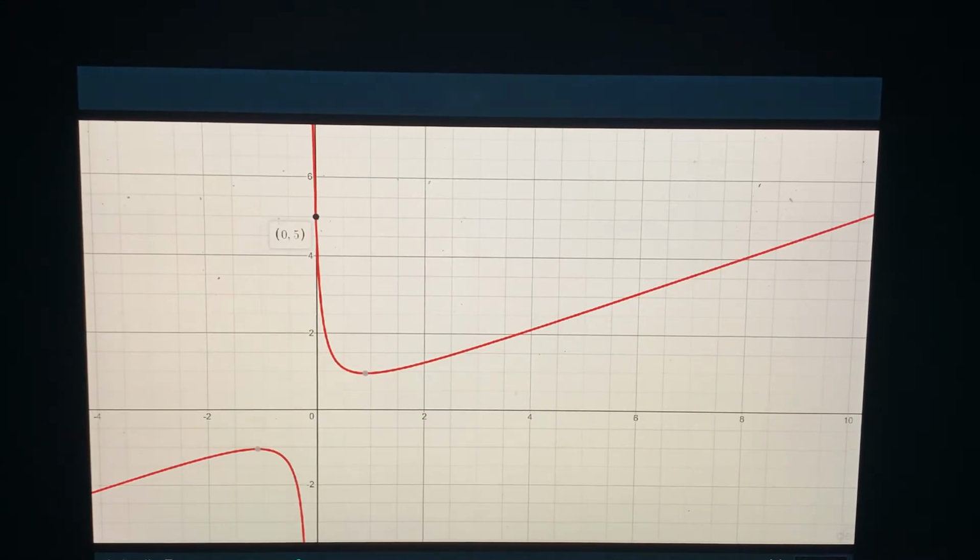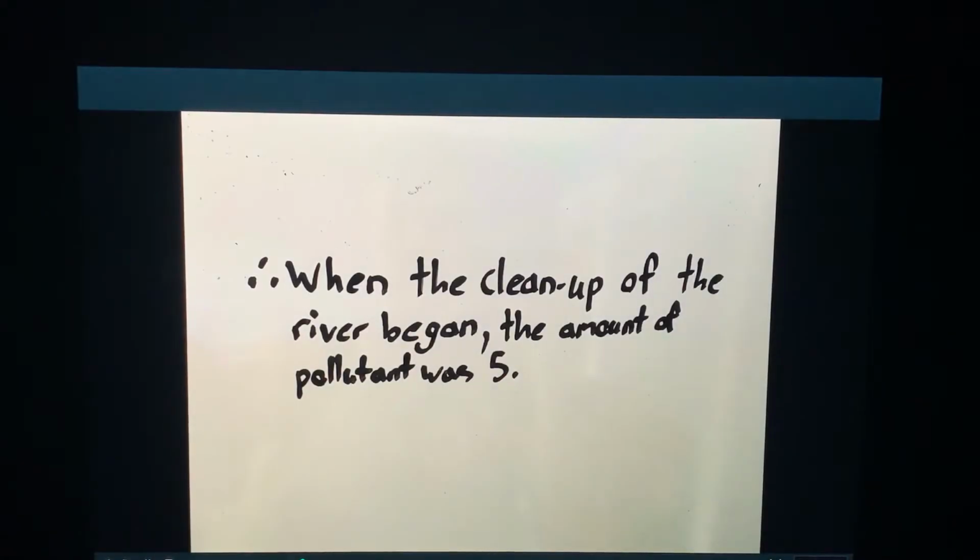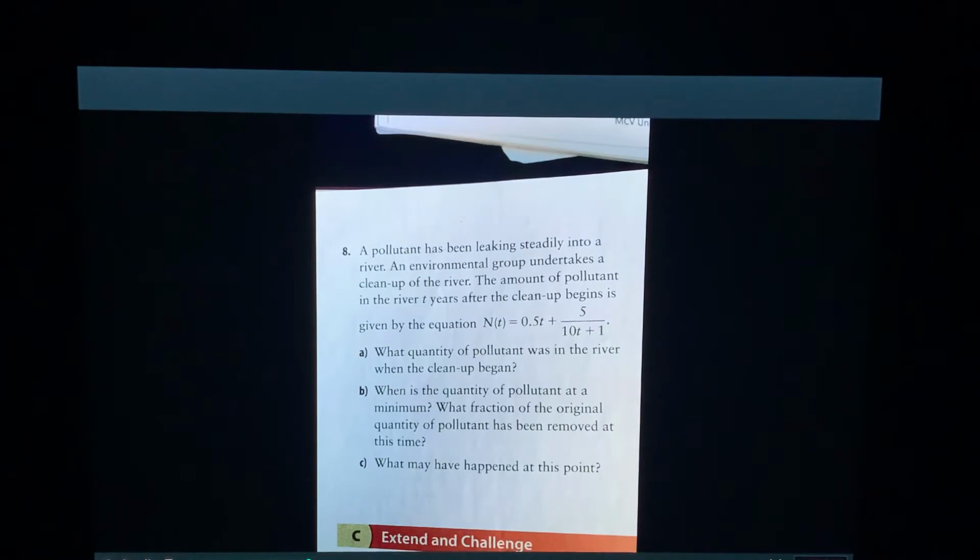This can also be seen on the graph where there is a y-intercept of 5. We will then summarize our findings by saying, therefore, when the cleanup of the river began, the amount of pollutant was 5. Next, we will move on to the second part of the question. The second question asks, when is the quantity of pollutant at a minimum? What fraction of the original quantity of pollutant has been removed at this time?